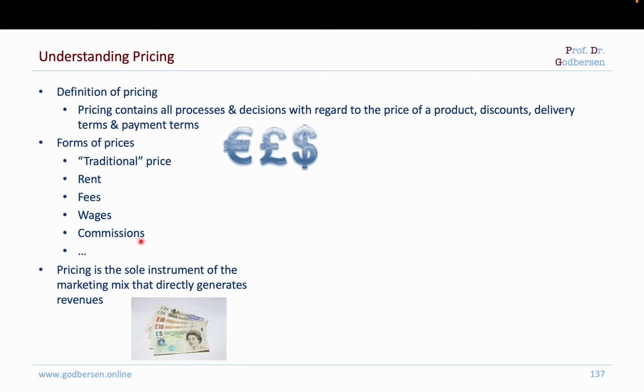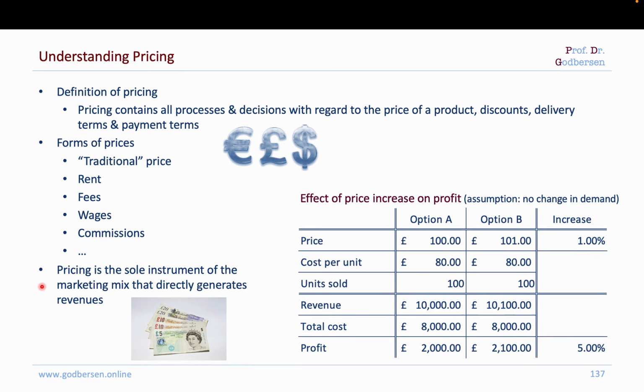Important is, pricing is the only instrument of the marketing mix that directly generates revenue. All the others, product, place, promotion, they might indirectly contribute to the revenues through attracting customers. Otherwise, they only produce cost, whilst pricing directly generates revenue. And the effect of pricing on profit might be substantial, it might be more than you think. Therefore, I would like to give you an example.